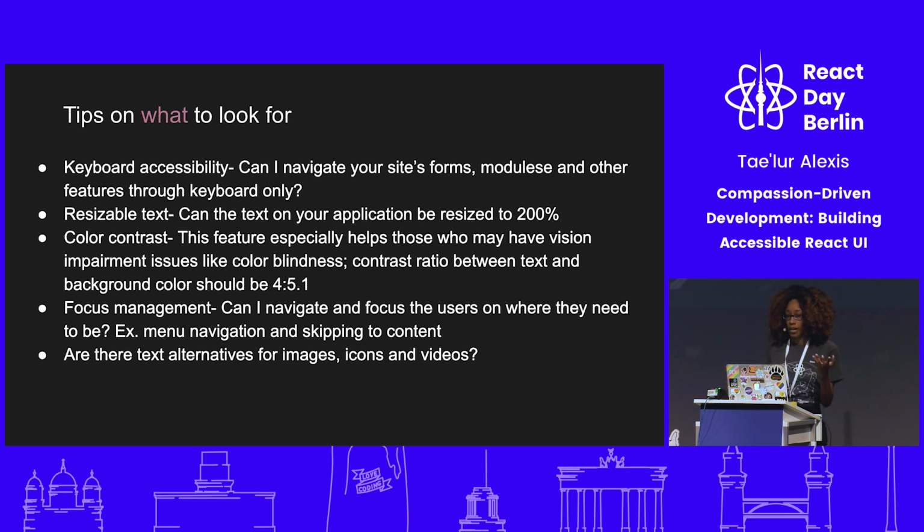Oftentimes, when we are inserting images and stuff, we don't always think about the importance of alts. We always think, oh, well, the person can see, they can just kind of get a hint of what's going on. And you know that images often play an important role in user experience. So it's very important to add the text alternatives for people who really can't see.